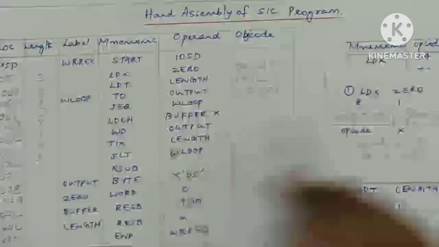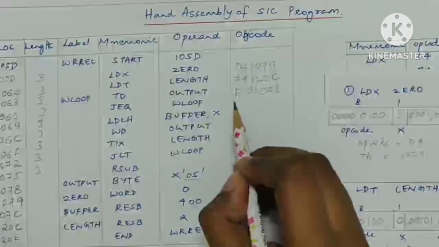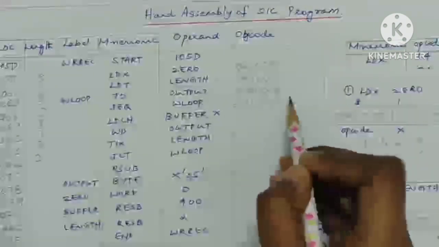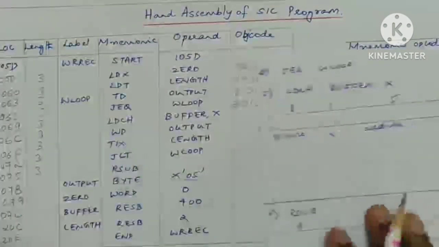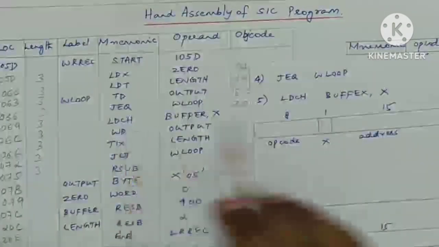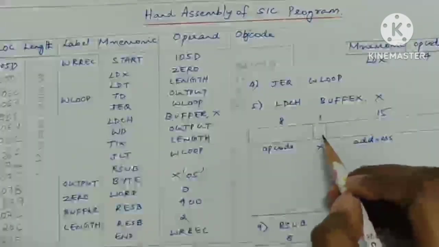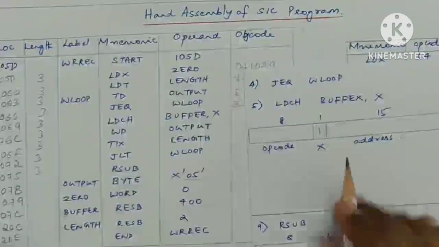Now just similar to that, you have to fill in the other values also. For JEQ, if you follow the same steps, you will get the value 301063. You can once verify. Now I'm going to show you how LDCH will work. The difference is, here you have the X index register coming, so the value that will be loaded to the X field will be a 1. The remaining steps are the same.